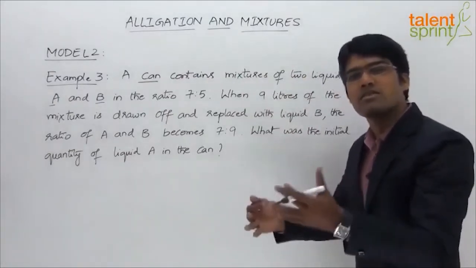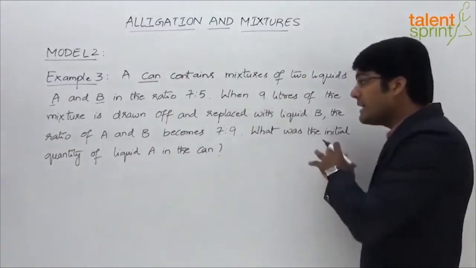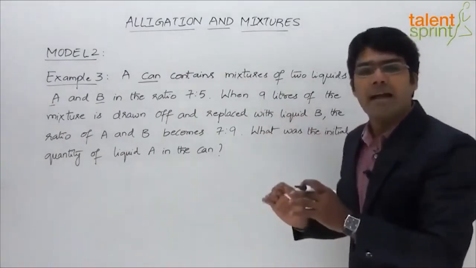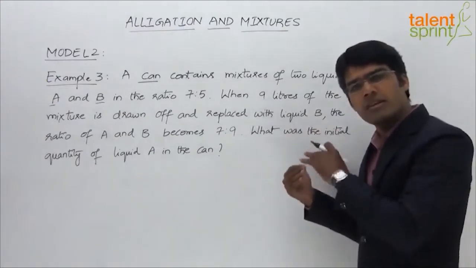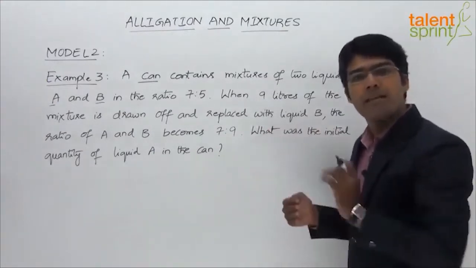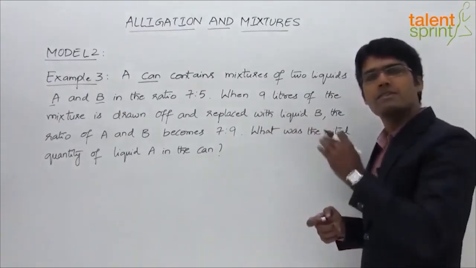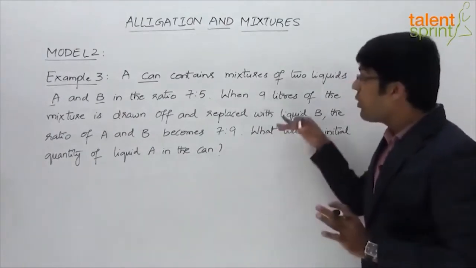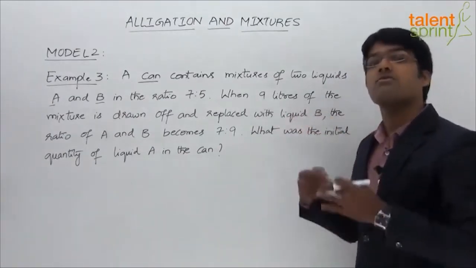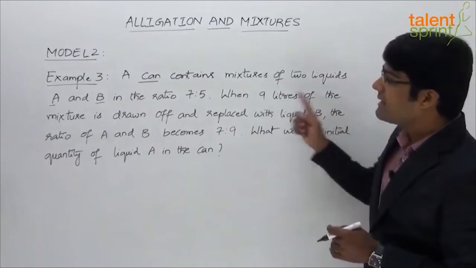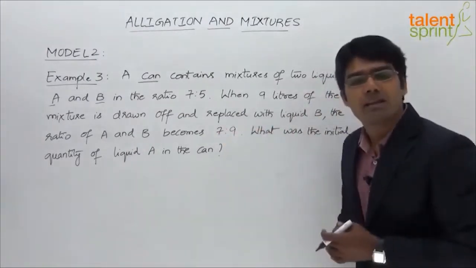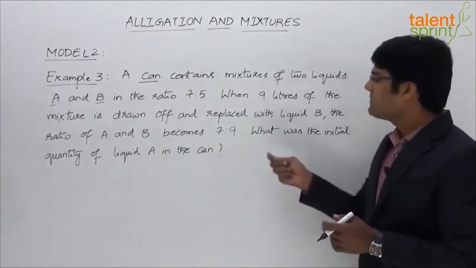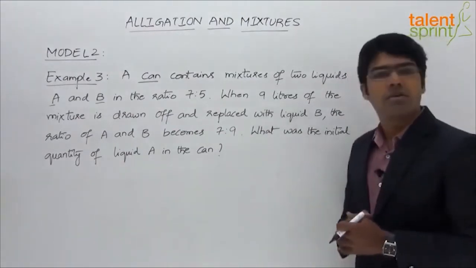9 liters of the mixture is removed and 9 liters of liquid B is added back. So whatever quantity of mixture we have removed, the same has been substituted back by liquid B. So 9 liters of mixture is removed and 9 liters of only liquid B is added, 100% liquid B. Then the ratio of A and B becomes 7:9. So finally in the mixture the ratio becomes 7:9. And from this data we are supposed to find out the initial quantity of liquid A.